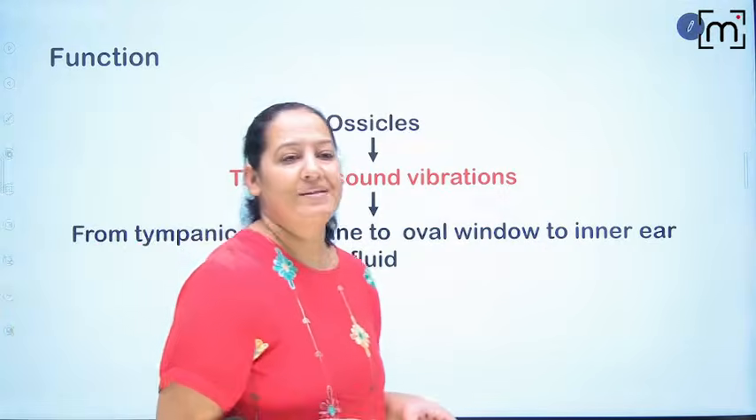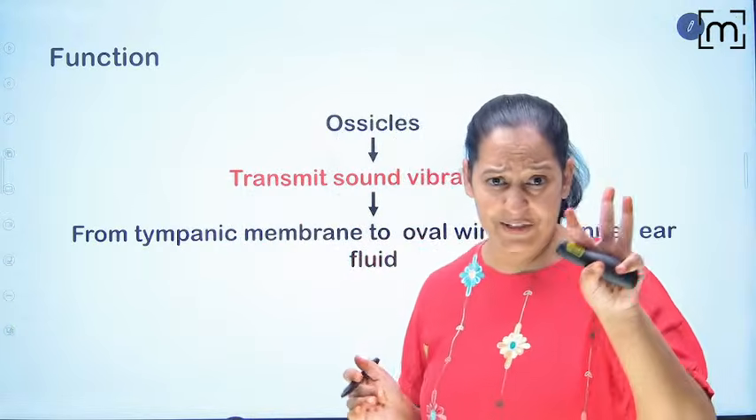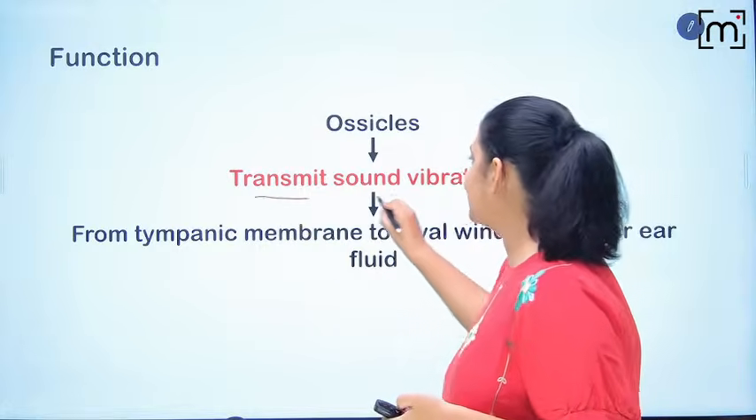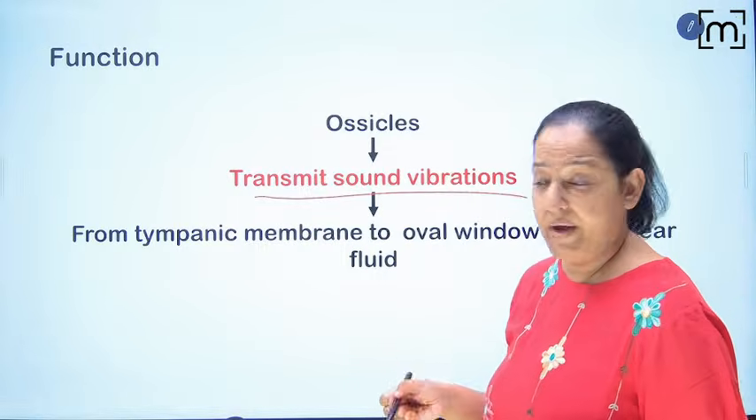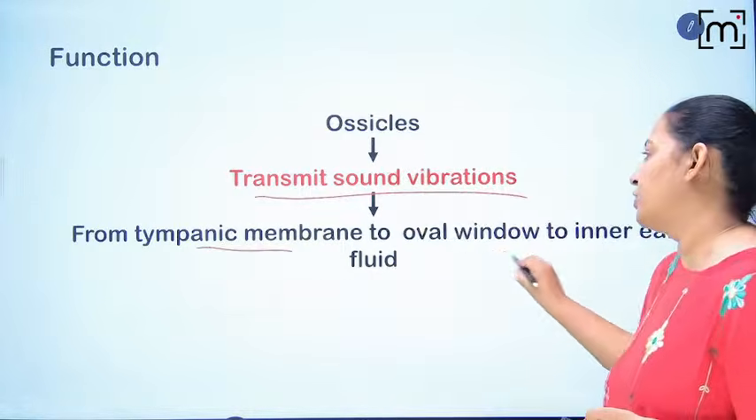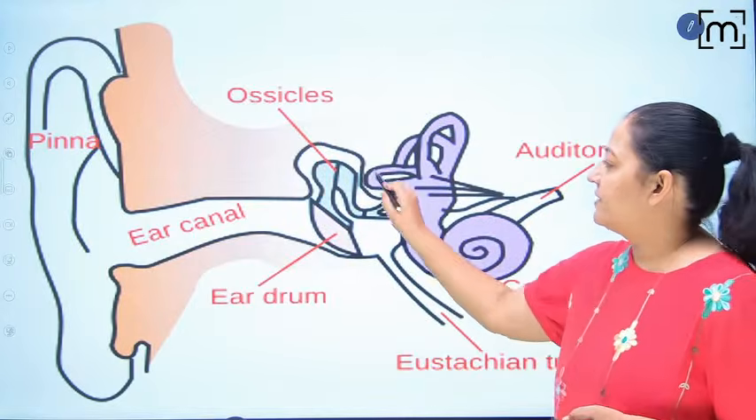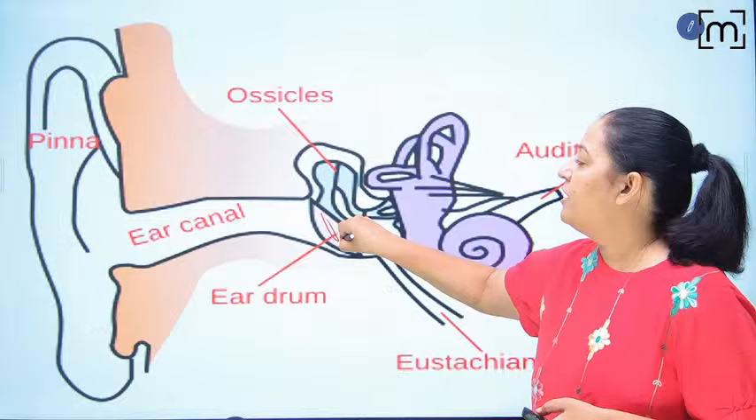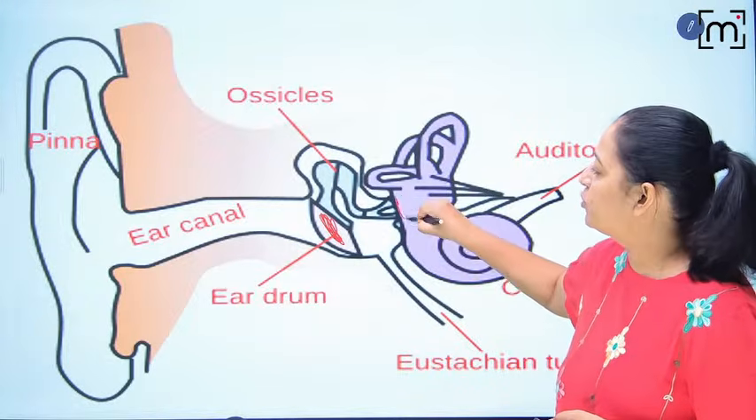Now, what is the function of the ossicles? Why has God provided us these three ossicles, M-I-S? They transmit sound vibration from where to where? From the tympanic membrane to the oval window. Appreciate the three ossicles: they are transmitting the sound vibration from the tympanic membrane to the oval window.